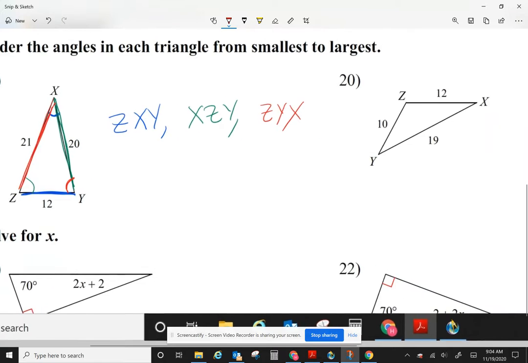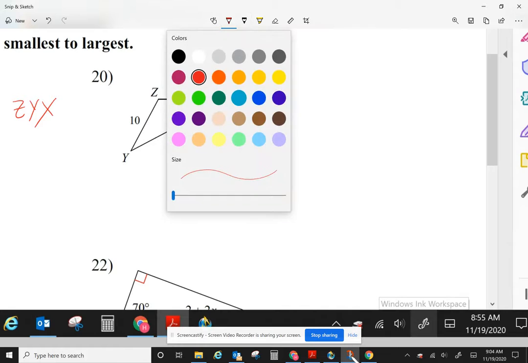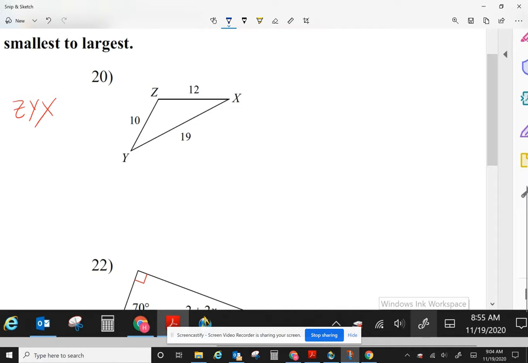Now let's take a look at number 20. The smallest side, I can compare the measurement. The smallest side is this side, right? 10 is the smallest. So I'm going to say this is my angle. I'm going to use, once again, all three letters, but now I'm making sure that X is in the center. So I'm going to call this ZXY. If you call it YXZ, as long as X is in the center, you're fine.